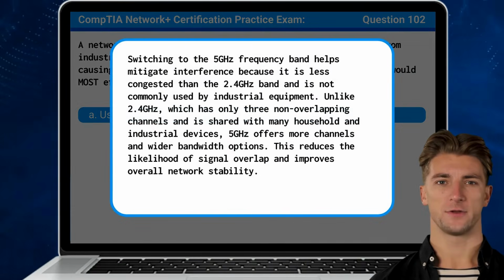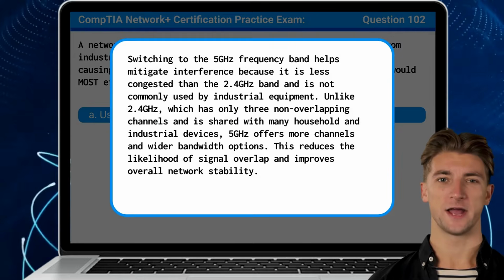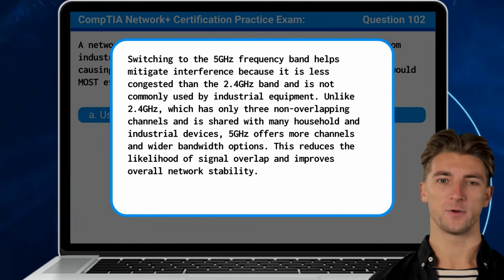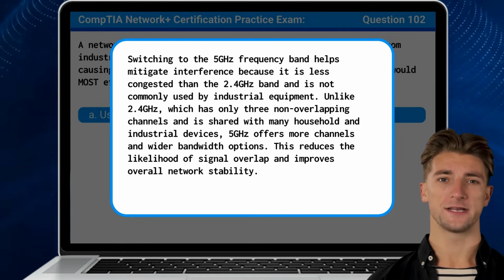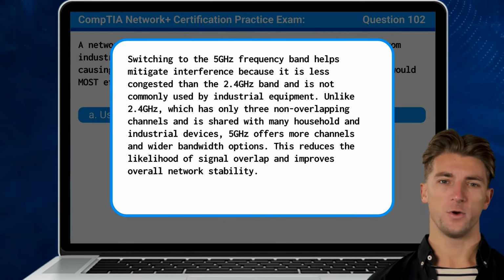Switching to the 5 GHz frequency band helps mitigate interference because it is less congested than the 2.4 GHz band and is not commonly used by industrial equipment. Unlike 2.4 GHz, which has only 3 non-overlapping channels and is shared with many household and industrial devices, 5 GHz offers more channels and wider bandwidth options. This reduces the likelihood of signal overlap and improves overall network stability.